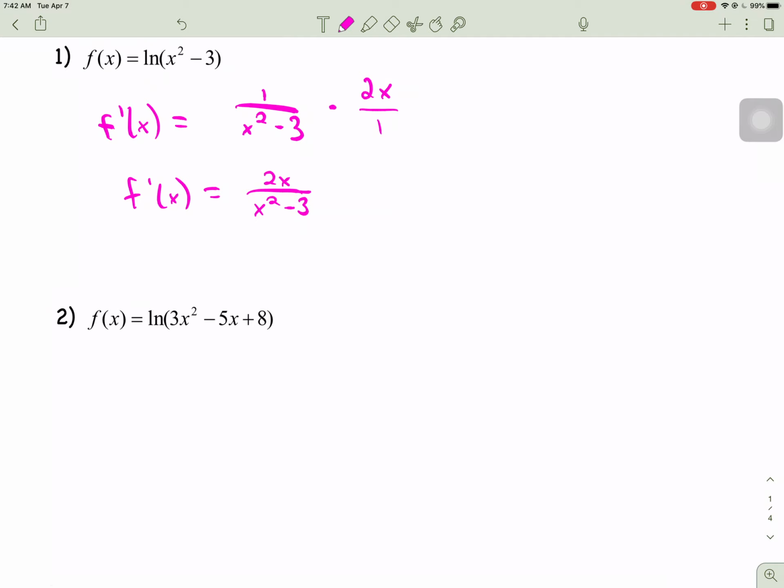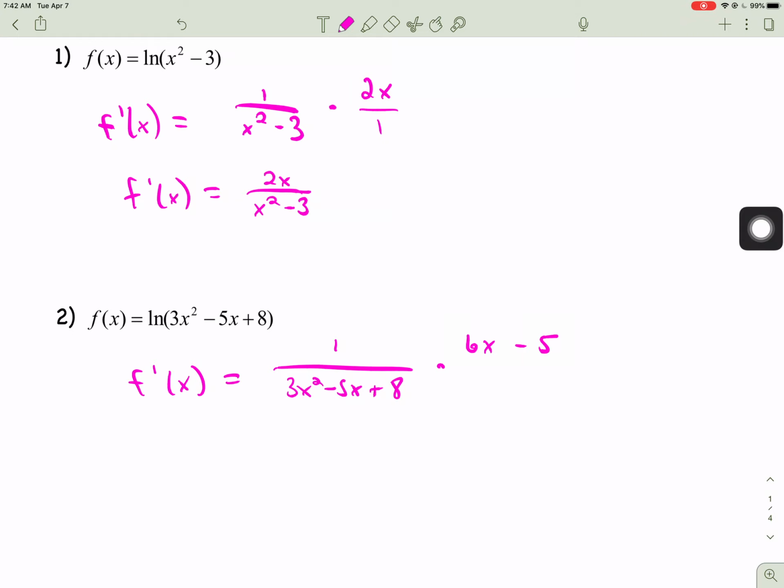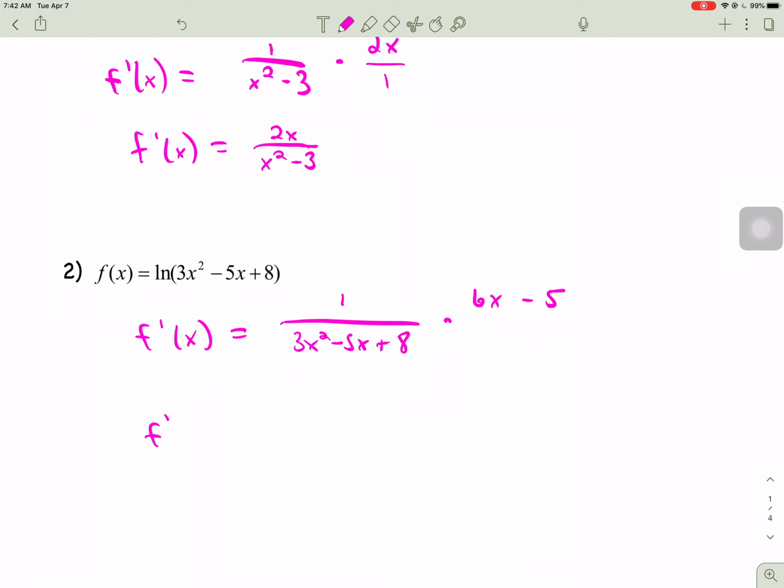f of x equals ln of 3x squared minus 5x plus 8. So let's say f prime of x is 1 over 3x squared minus 5x plus 8 times the derivative of the inside, 6x minus 5. Final answer, 6x minus 5 over 3x squared minus 5x plus 8.